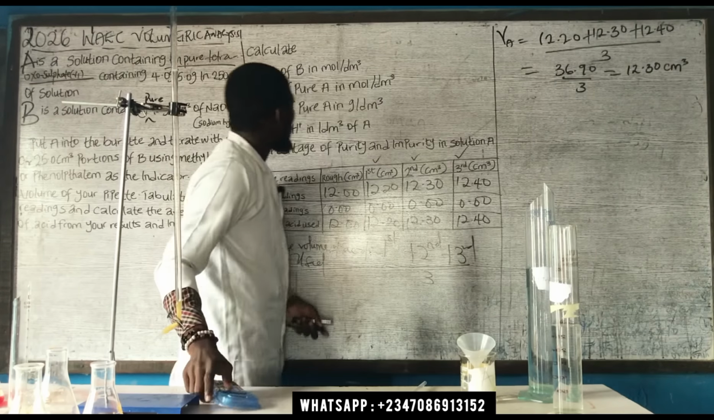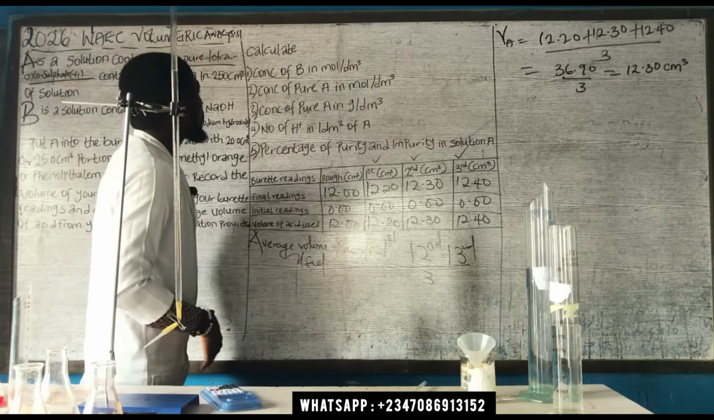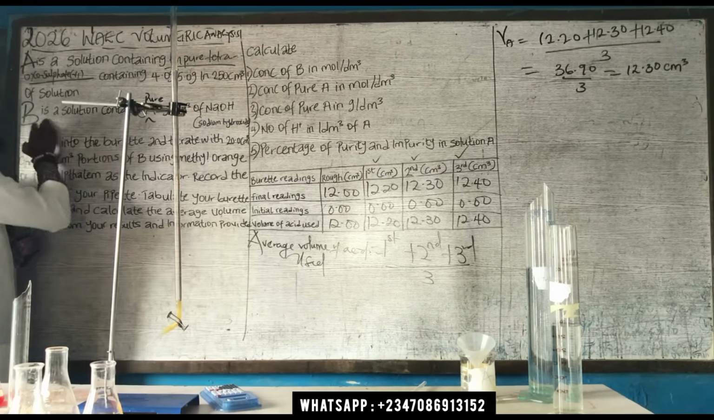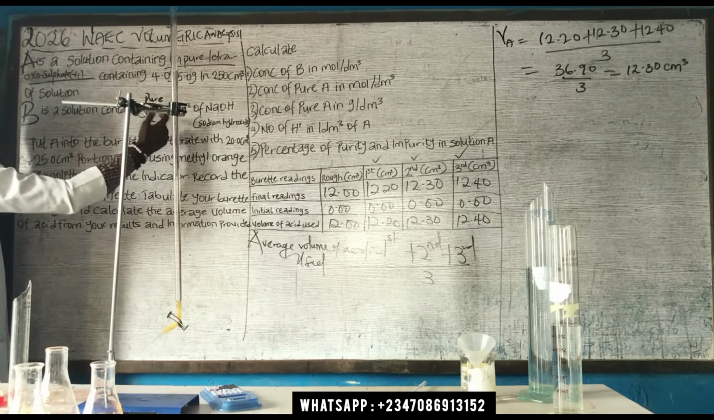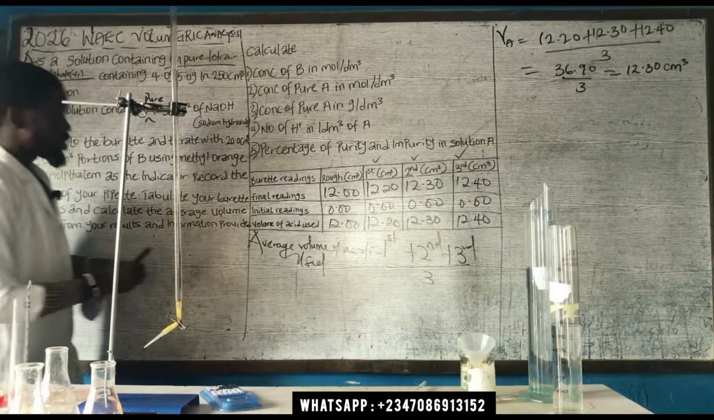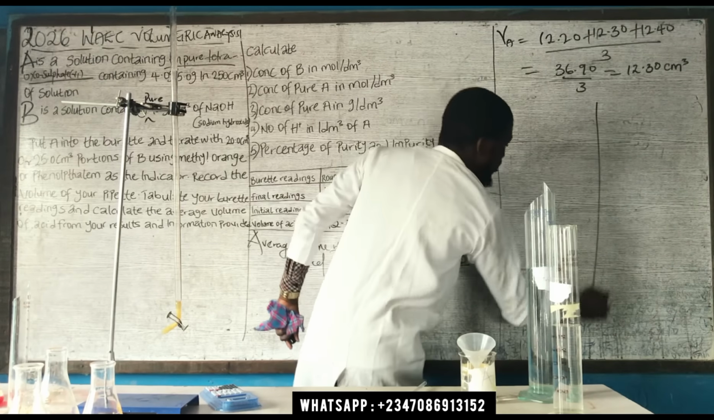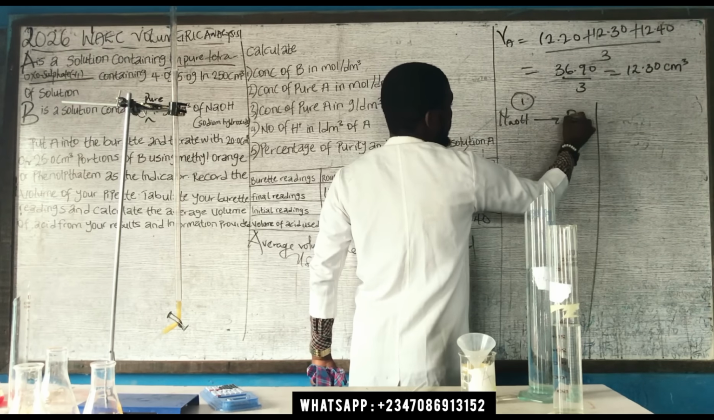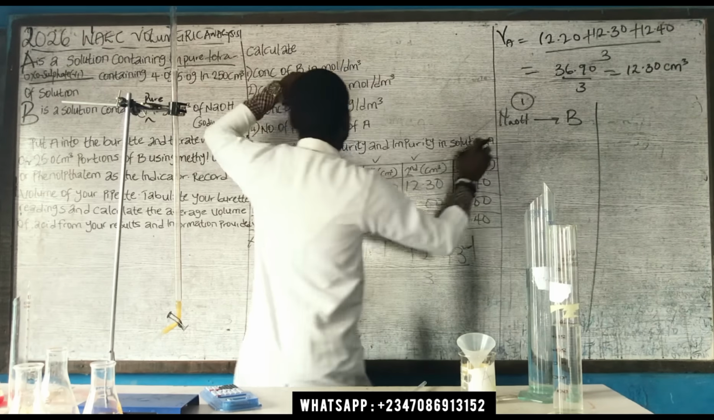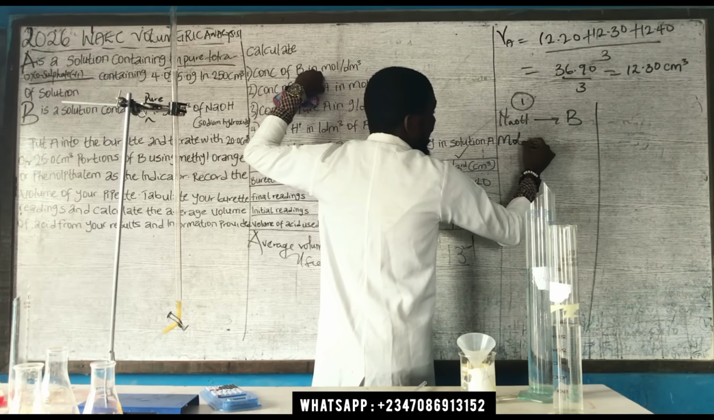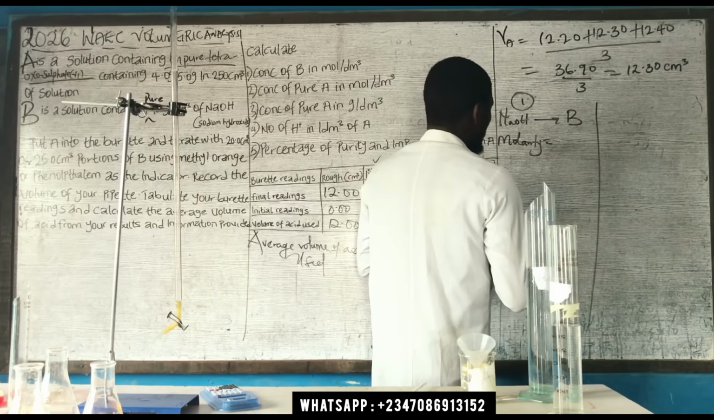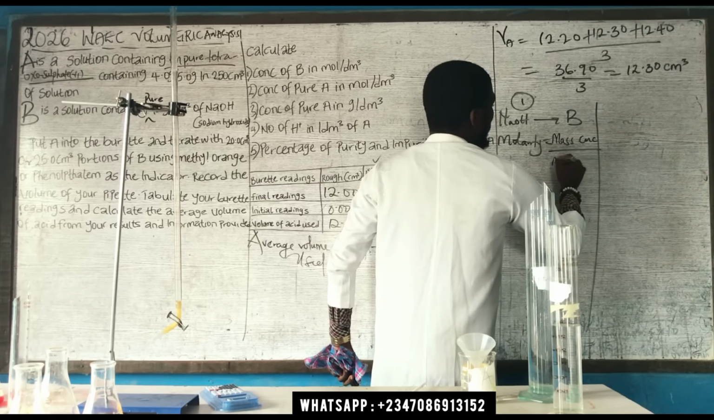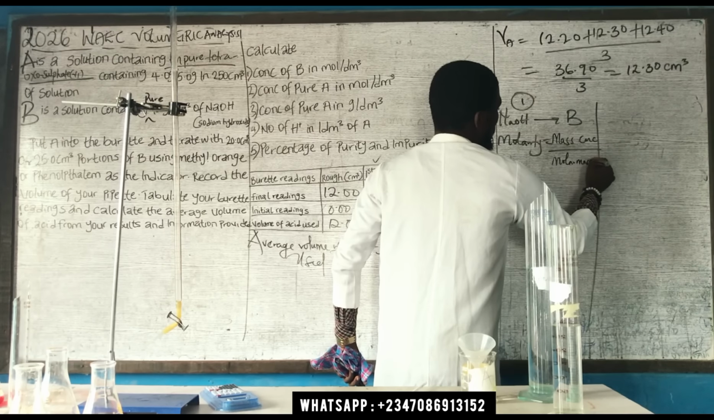Now, back to the question, we have to calculate the concentration of B in mole per dm cube. We said B is a solution containing pure 4.0 gram per dm cube of sodium hydroxide. So to calculate this, for you to have it in mole per dm cube, molarity is equal to mass concentration over molar mass of B.